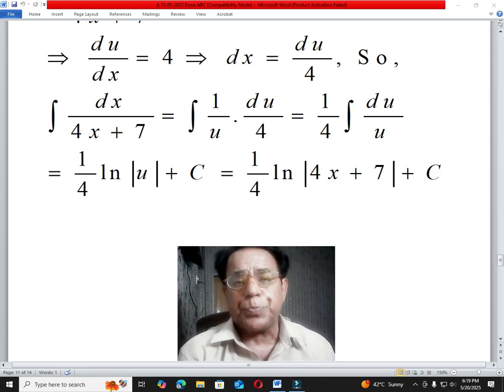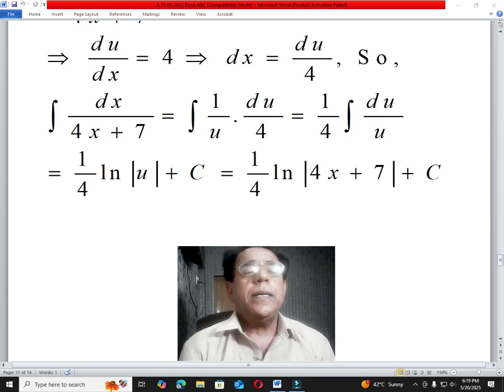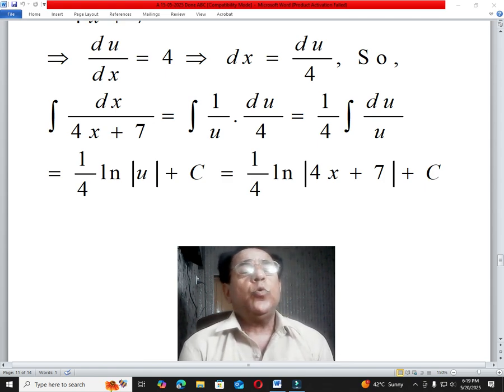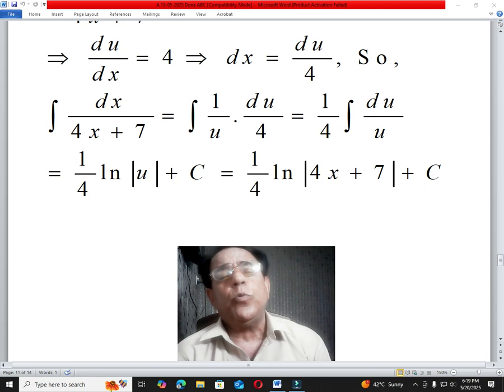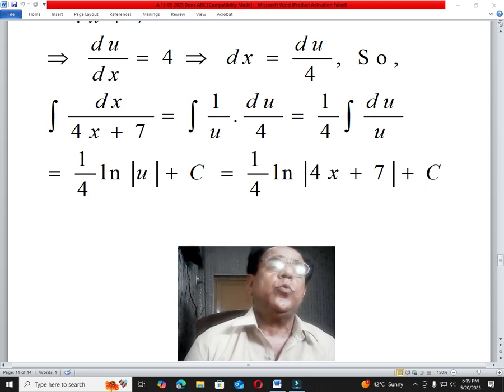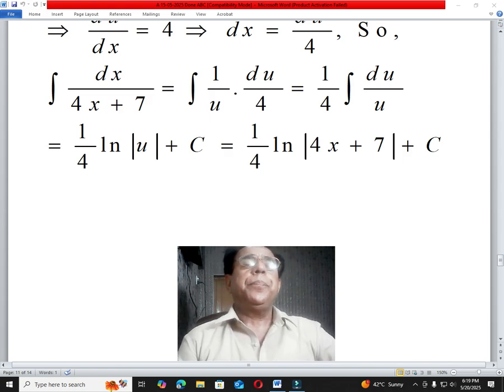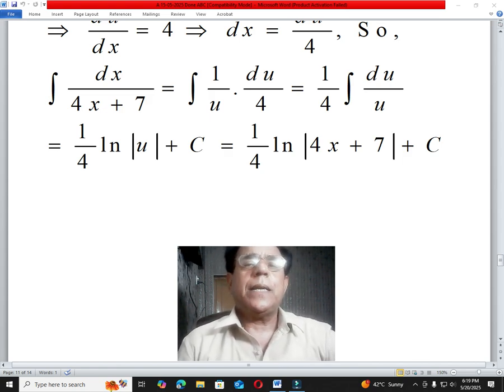So our next step will be 1 by 4 ln, where ln stands for natural log, absolute value of u plus constant of integration c. To this extent our answer is complete. The only step remaining is to resubstitute u by its original value, and hence our answer will become 1 by 4 log of 4x plus 7 plus c.